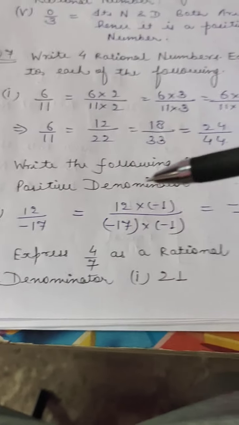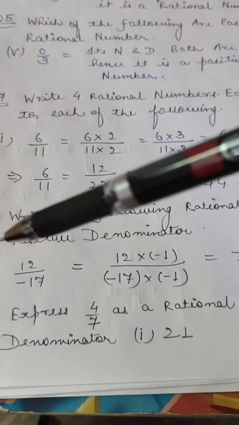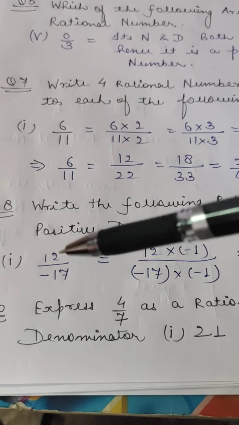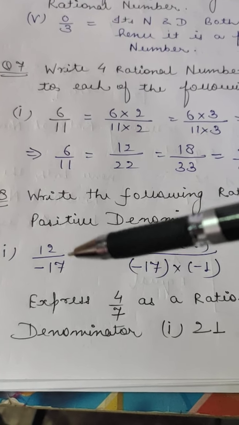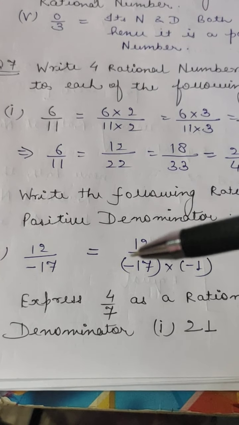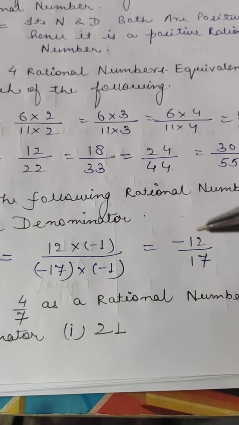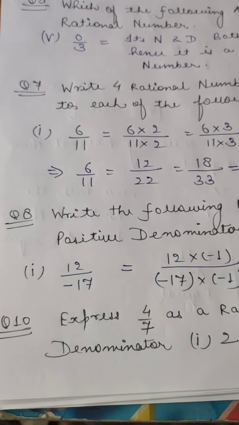Next one is: write the following rational number with positive denominator. Here the given number is 12 upon -17. In order to make the denominator positive, we will multiply both numerator as well as denominator by -1. So we will get -12 upon 17 as the required answer.